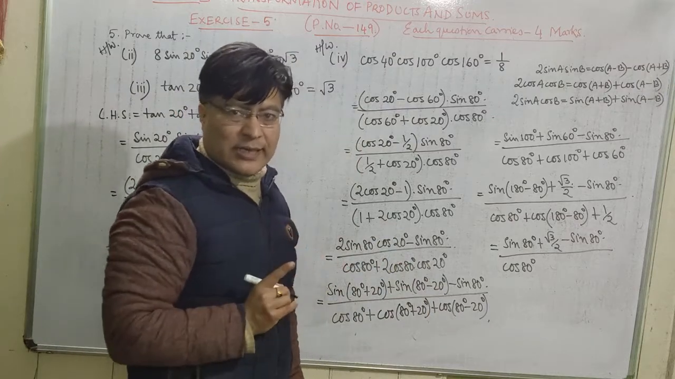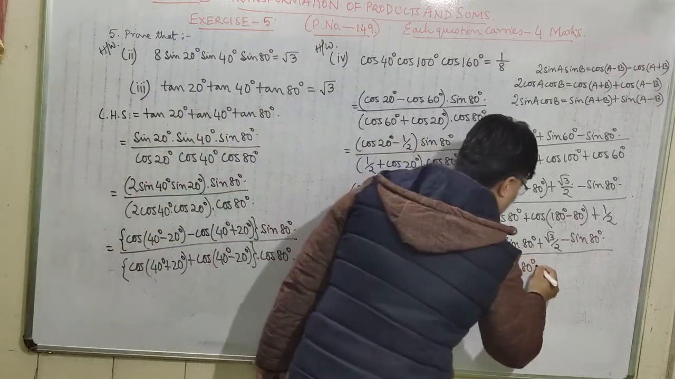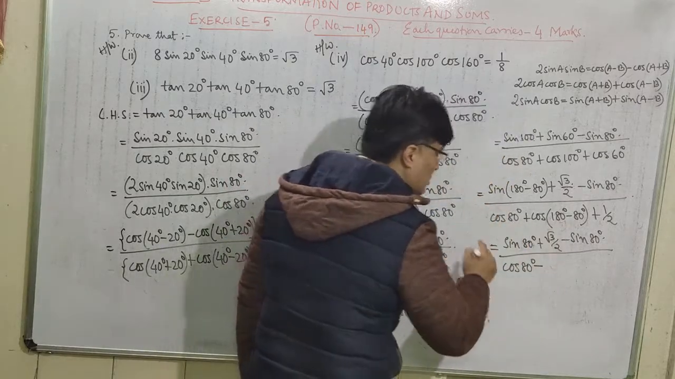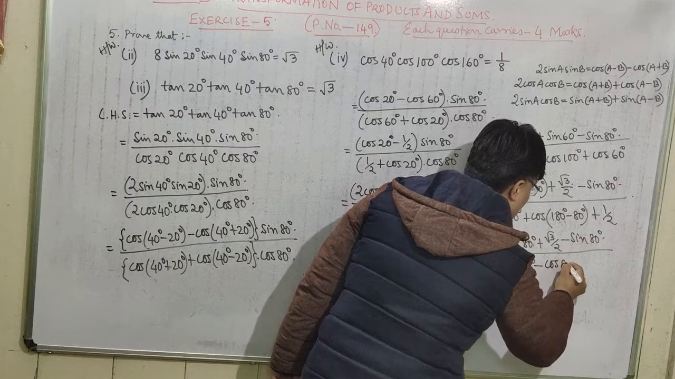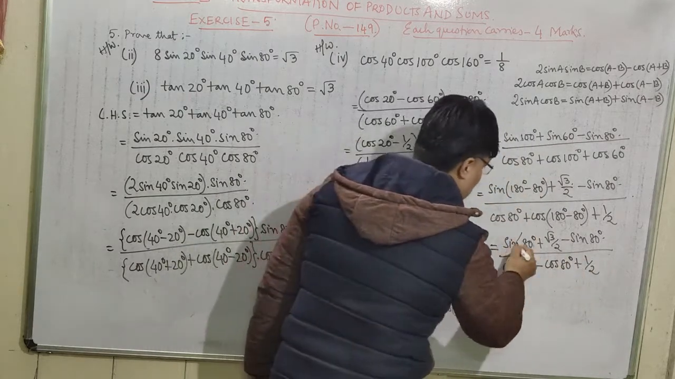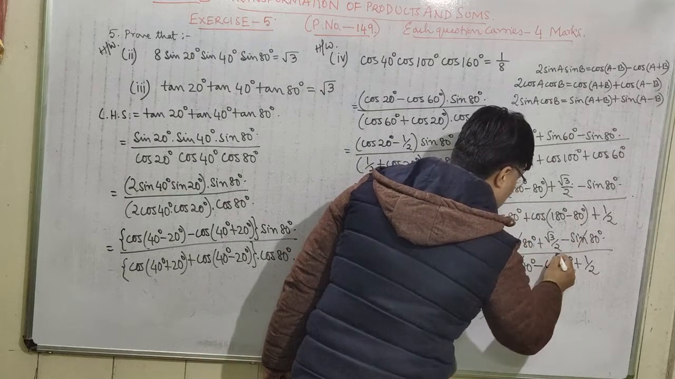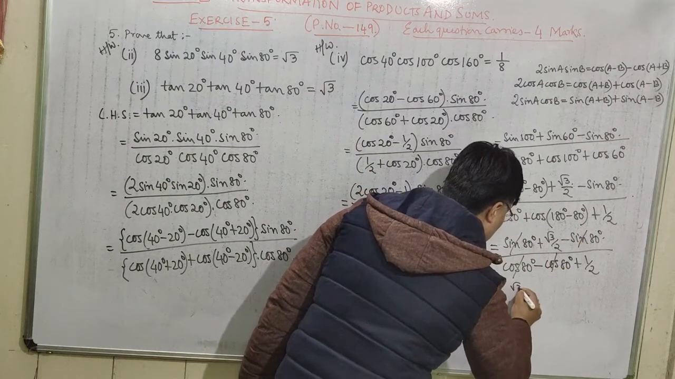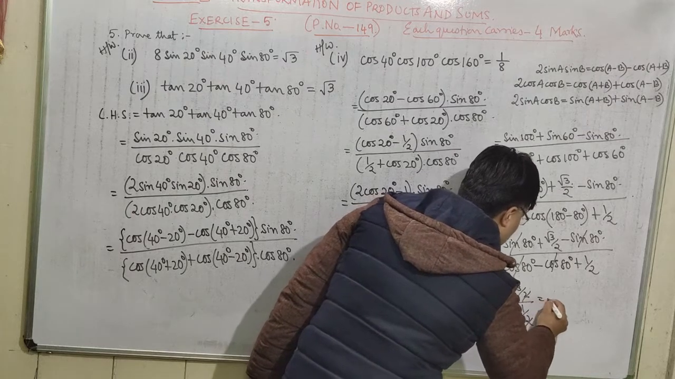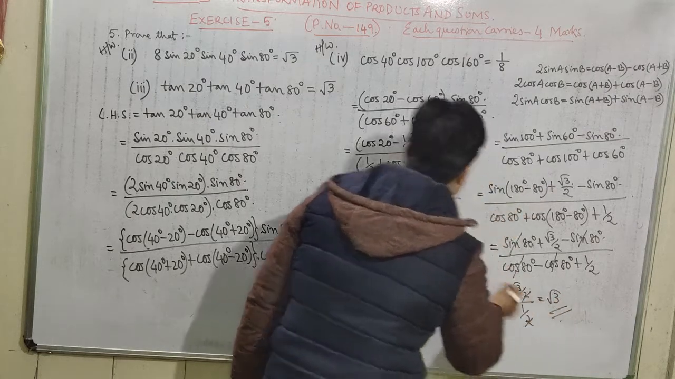180 minus theta lies in the second quadrant. In the second quadrant, cos is always minus. And since 180 is an even multiple of 90, cos remains as it is. So it is cos 80 degree plus half. Right? So here the sine 80 gets cancelled, cos 80 gets cancelled, which is equal to root 3 by 2 divided by half. Here 2 gets cancelled, which is equal to root 3.